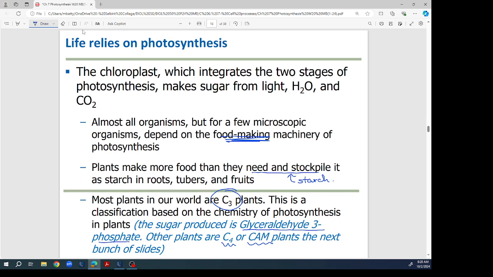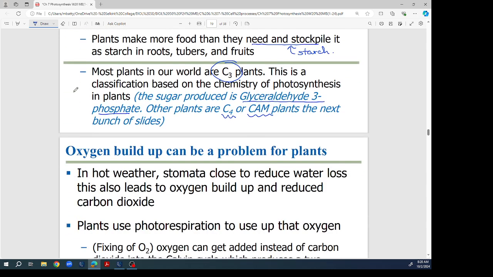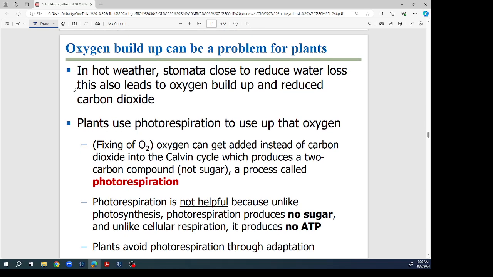So the next bit is adaptations that are prevalent in the world. If we have hot weather, the stomata are going to close to reduce that water loss. So what happens then is that there's two things. We aren't going to have CO2 coming in, right? Because the pores are closed, and we're going to end up with too much oxygen. So the oxygen is going to build up, and it can actually build up to problematic levels. So it's the opposite of when we have carbon dioxide building up and we're starved for oxygen. Plants can be starved for carbon dioxide and have too much oxygen.